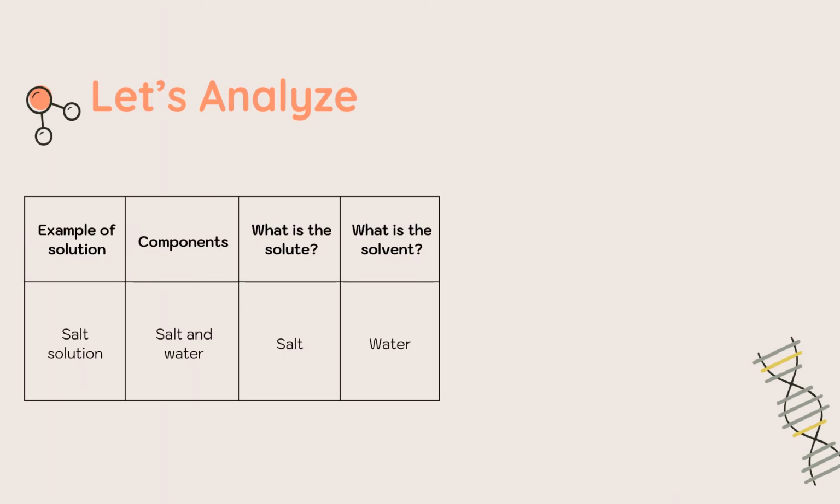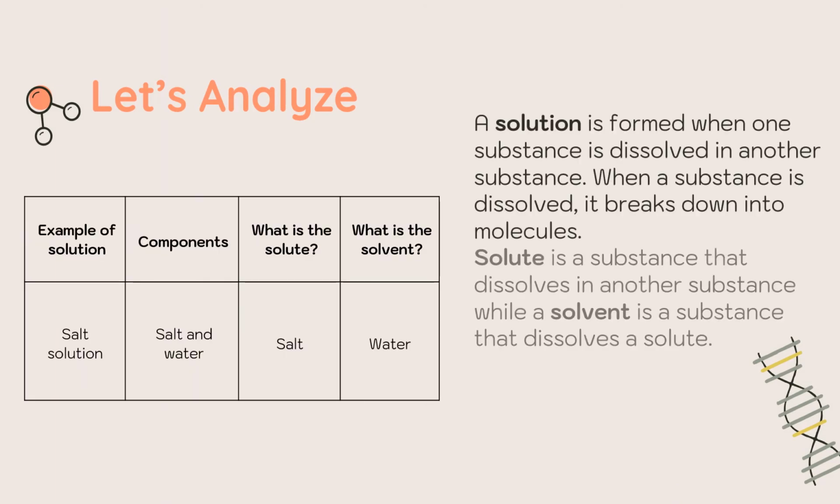Let's analyze the table presented here. We have here in the first column the example of solution, which is salt solution. What are the components of the salt solution? We have salt and water. What is the solute? The solute here is our salt. And what is a solvent? The solvent is the water.